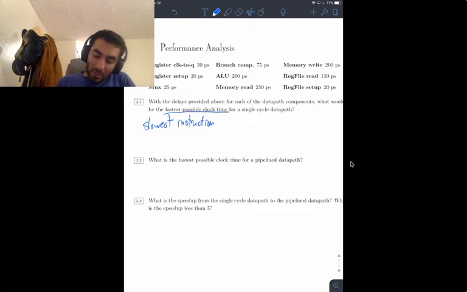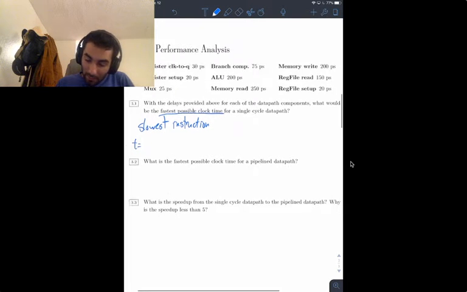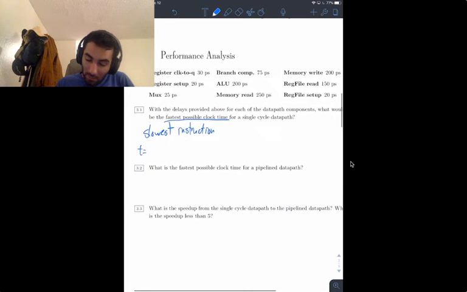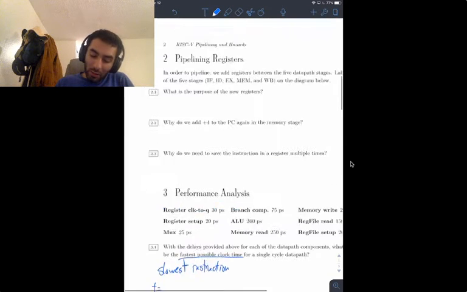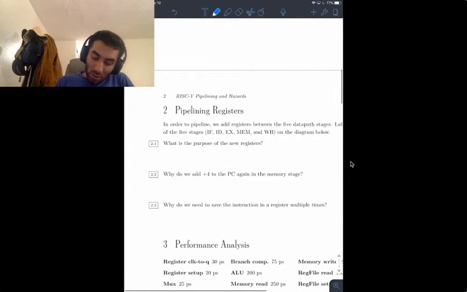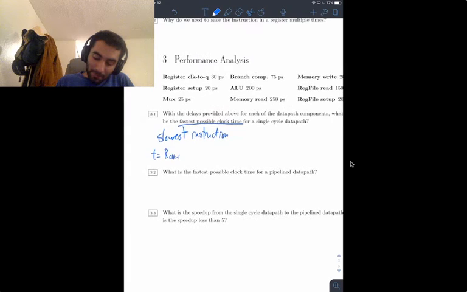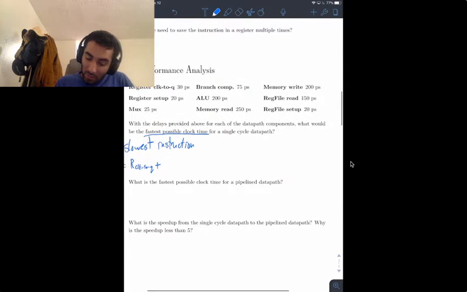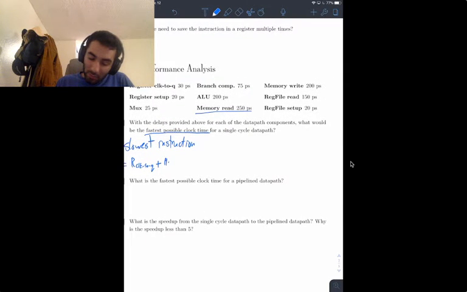If we look, the fastest possible clock time would be: the time equals the PC clock to Q first. That's the first thing that happens here, the PC, and then we go to the instruction memory. So we'll do register clock to Q, and then plus, next we go to the instruction memory, so that would be a memory read right there. So plus mem read.